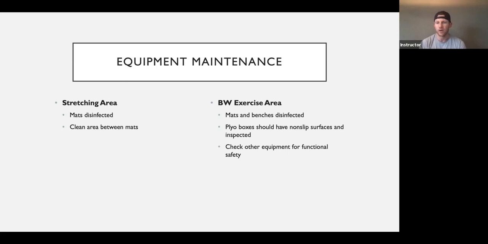Body weight exercise area, again, mats and benches, right? They might use a bench for dips or step ups and things like that. Plyometric boxes should have non-slip surfaces, right? So if they're slippery, that'd be an issue. And then just any other equipment for functional safety. Make sure that things are set up and things aren't going to break on clients.